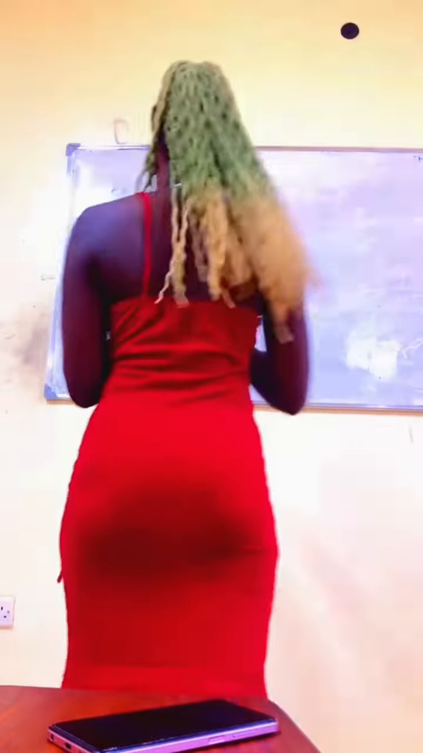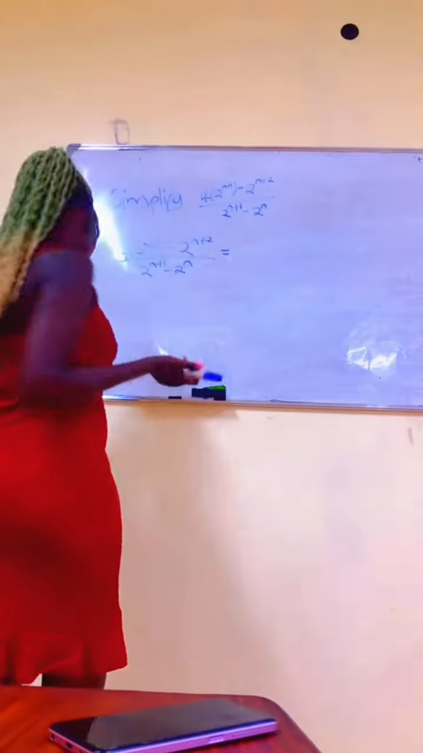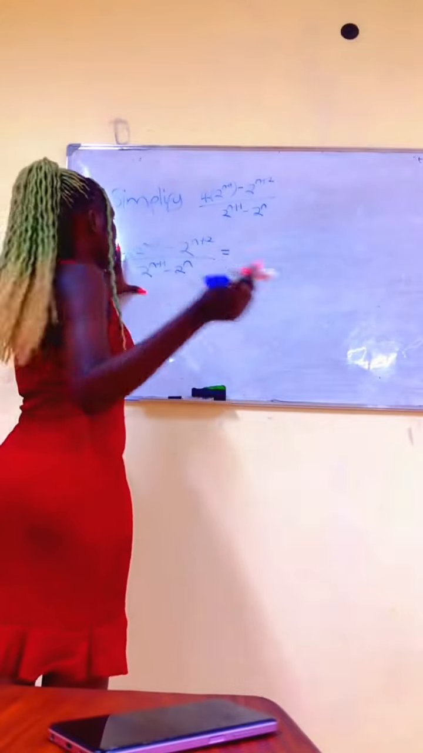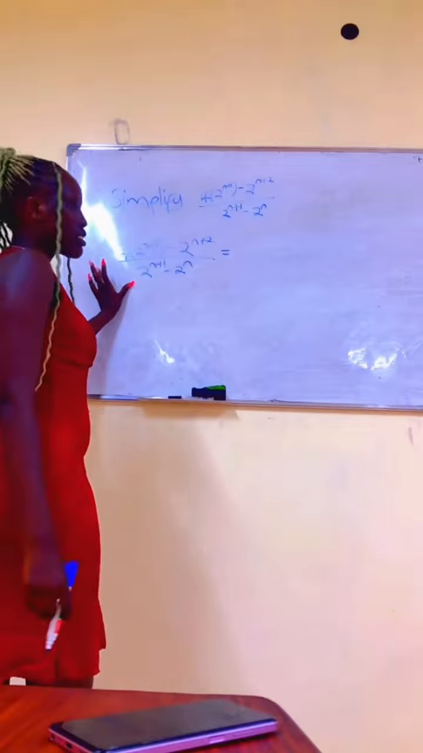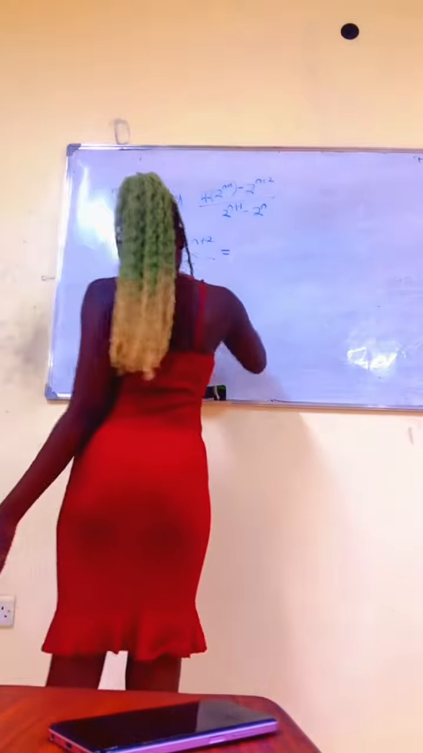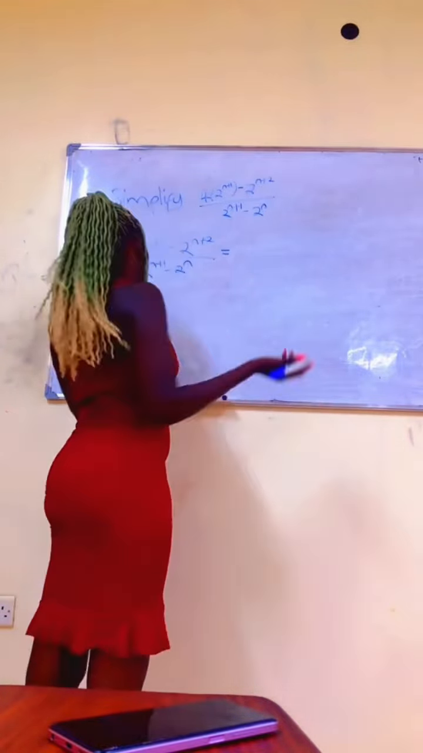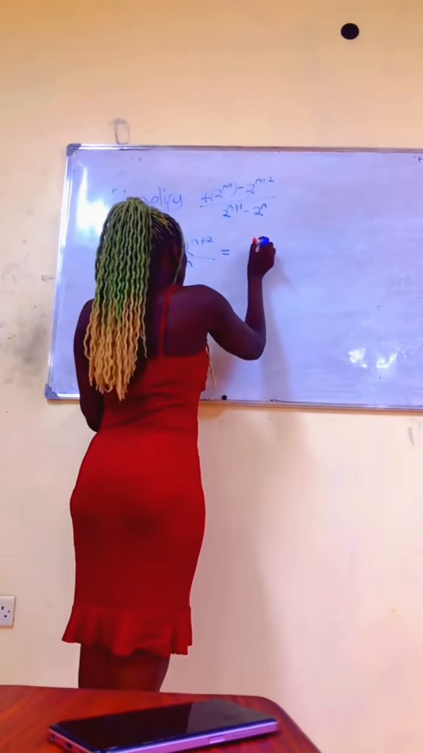Alright guys, we have been asked to simplify 4(2^(n+1) - 2^(n+2)) over 2^(n+1) - 2^n. In this case, this is an application of the laws of indices. So what do we do here?